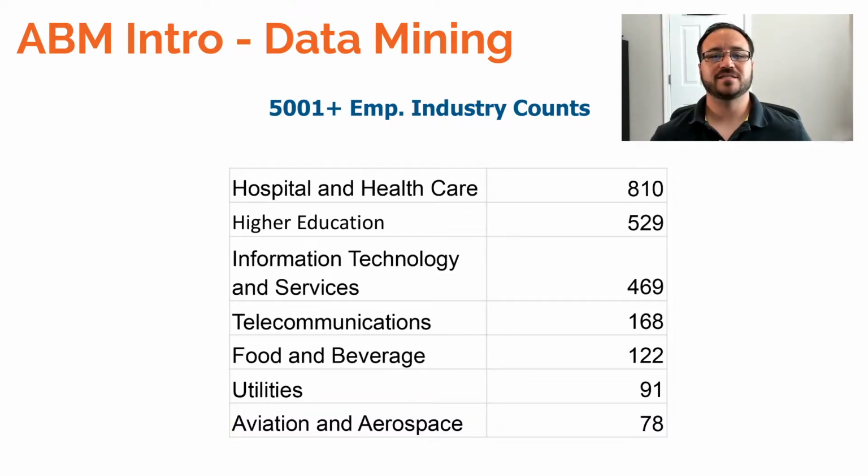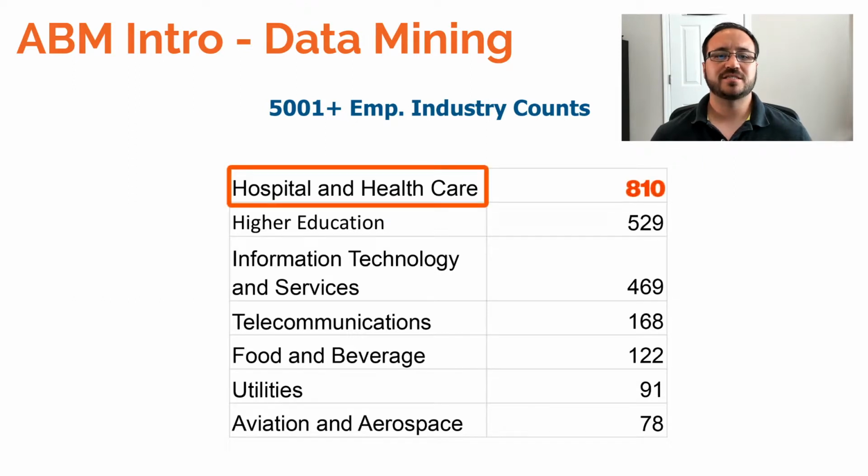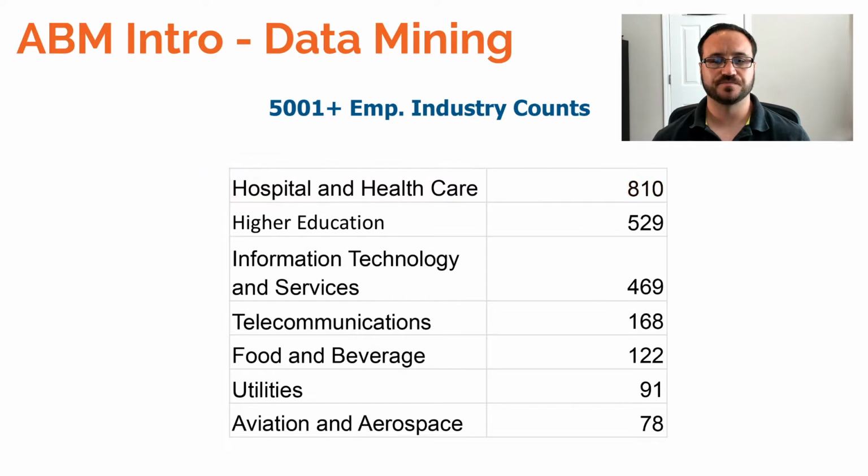Now, it's up to you to make the decision. Do you want to go in the very niche space, or do you want to start with something that gives you a much broader audience to go after, even though you are doing some industry specialization? So let's say that we started with hospital and healthcare. We can go find all 810 of those companies, and then we can start to find the titles of the people that we need within those organizations.